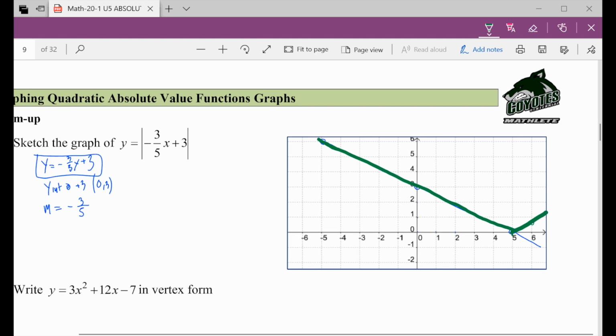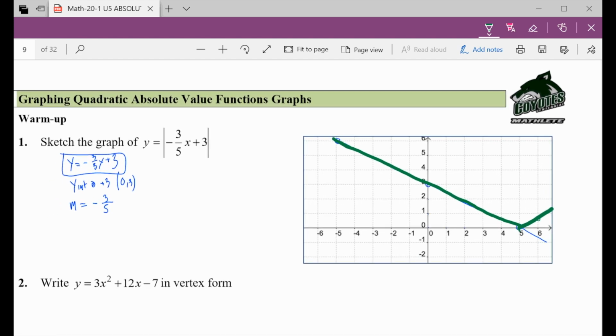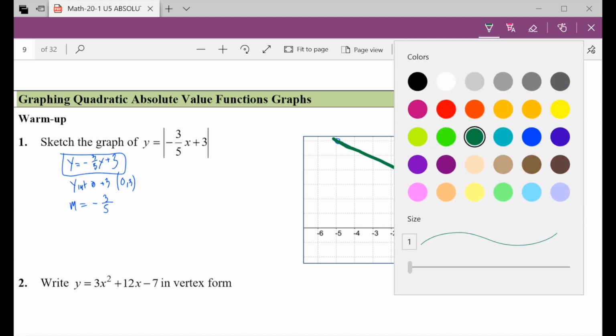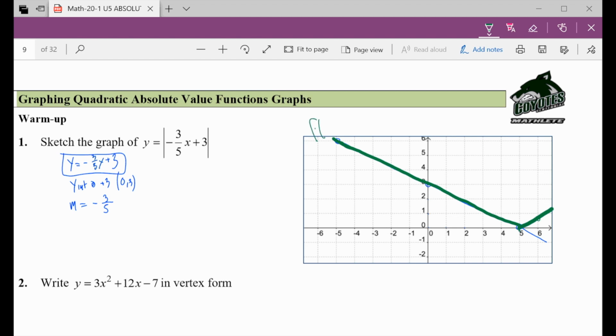The question asks us to sketch the graph of the absolute value of that line, and in green is what I have. So if I want to just label this, here is f of x. Cool. All right then. This should become fairly routine and fairly easy the more you practice it.